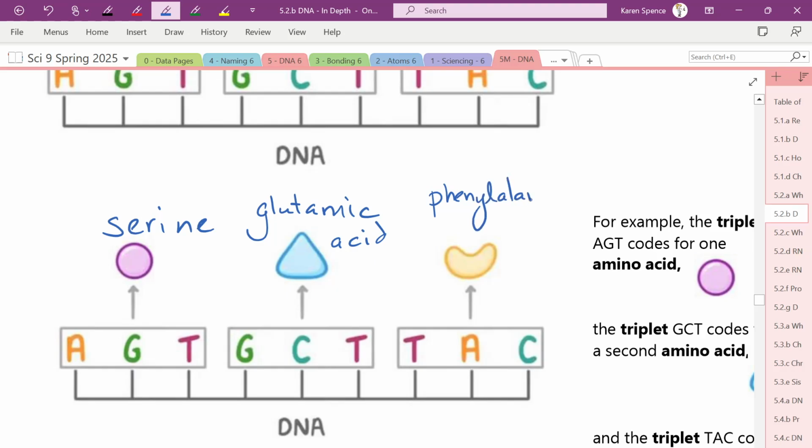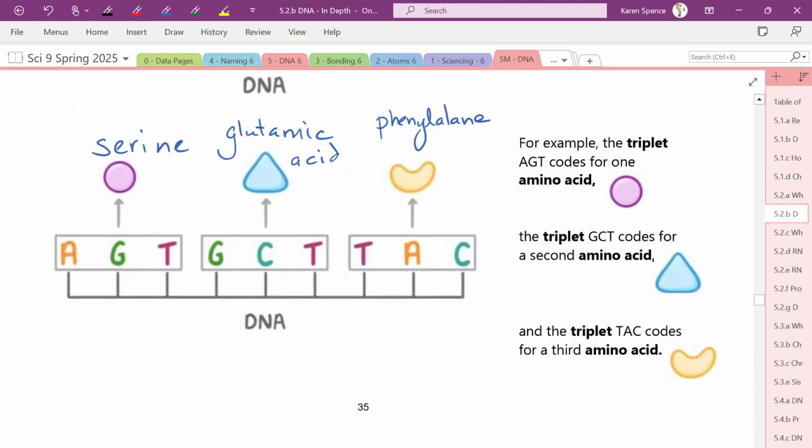You do not need to write these down. Those are just examples of amino acids. You do not need to know their names. I haven't even got the code right. I don't know what the ones are for those actual codes. I'm just making them up, okay? Those are actual names of amino acids, but you don't need to know them.